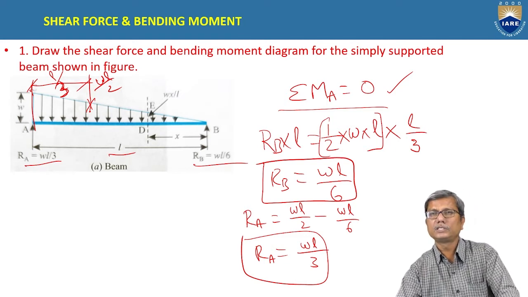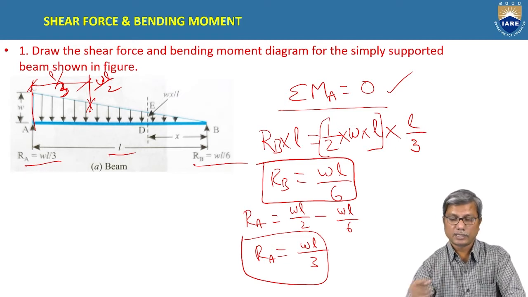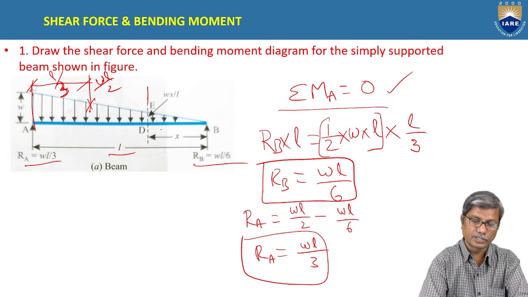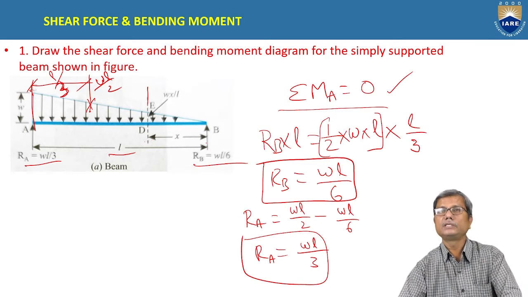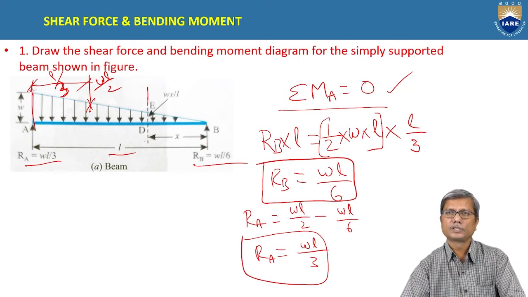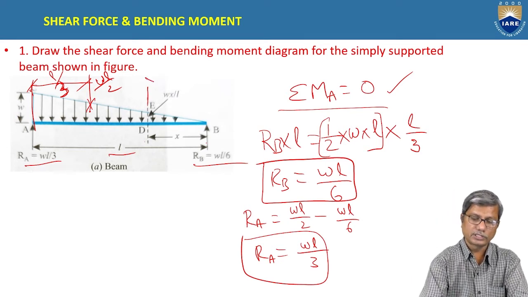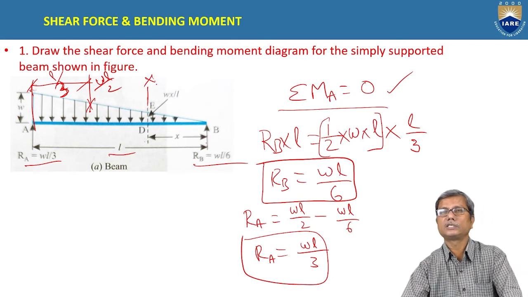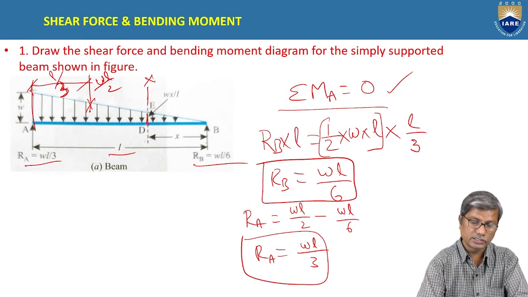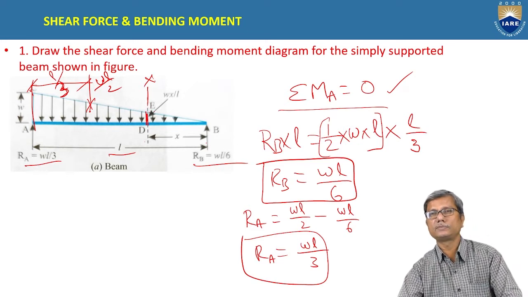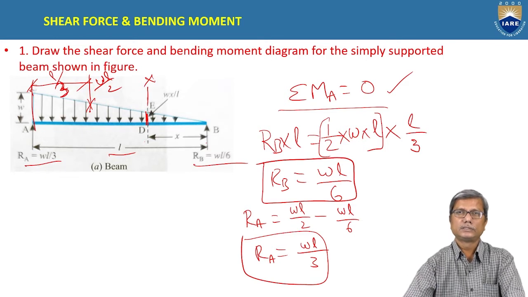So first we will find out the reactions. Next we consider a section at a distance x from B here. We are taking it at B for convenience sake. It can be taken from A also, but taking the origin at B for this case will be convenient. So the section is considered at a distance x from B, and the intensity here is varying from 0 at B to W at A, isn't it?